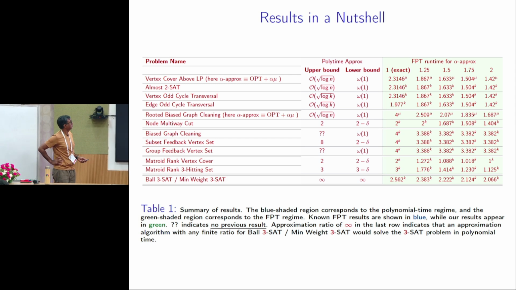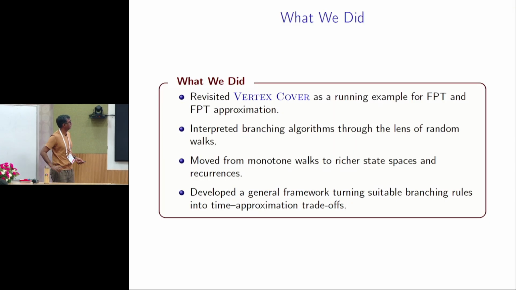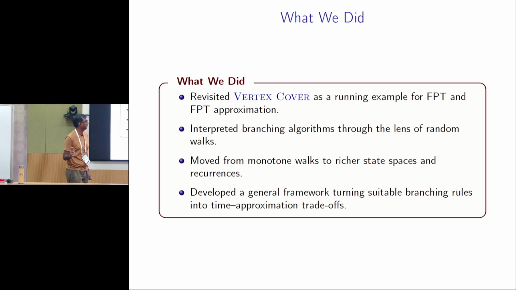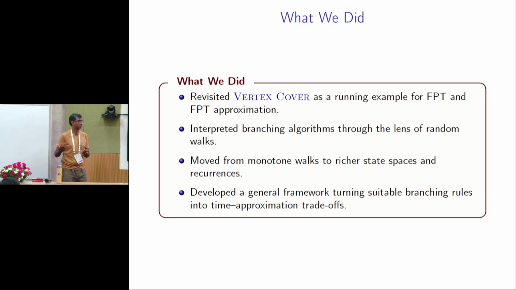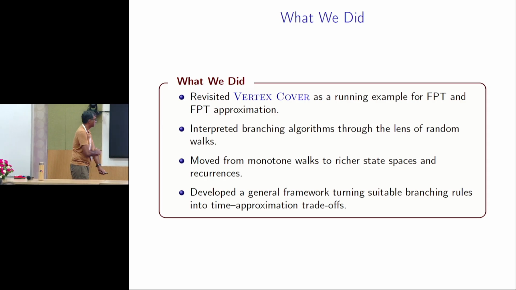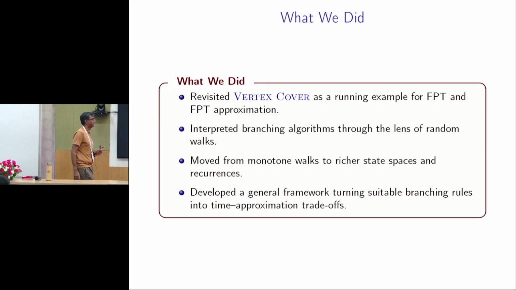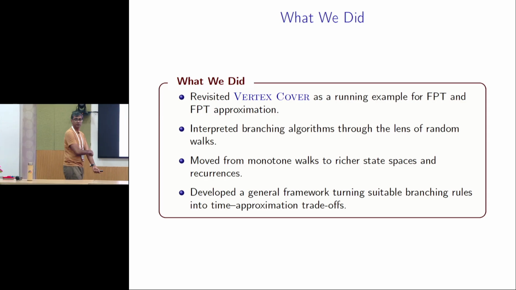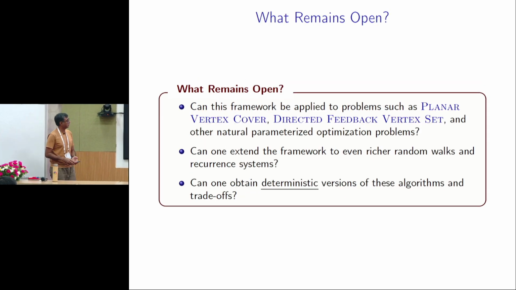Okay, so let me conclude in the next 1 or 2 slides. What we did: we revisited vertex cover as a running example for FPT and gave you FPT approximation, interpreted branching algorithms through the lens of random walks, went from monotone to non-monotone, and developed a general framework turning suitable branching rules into time approximation ratios. And what remains open?